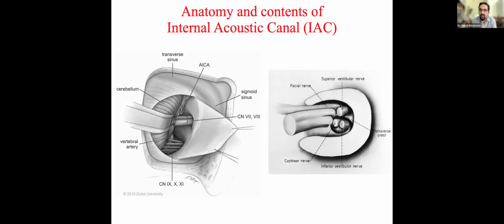There is a horizontal ridge, which we call the transverse or falciform crest, in the region of the fundus of the internal auditory meatus, which divides it into a superior and inferior portion. Now the facial and the superior vestibular nerve lie superior to this crest, and the cochlear and the inferior vestibular nerve will lie below them. We'll just see in the next diagram.